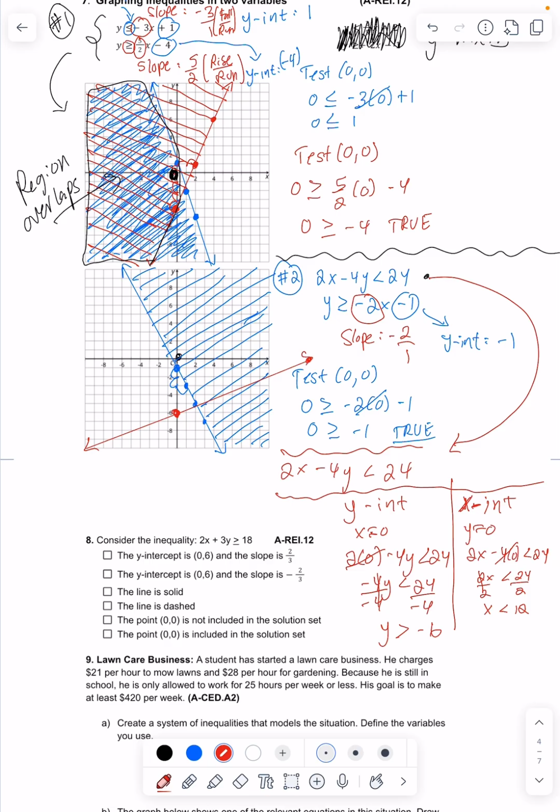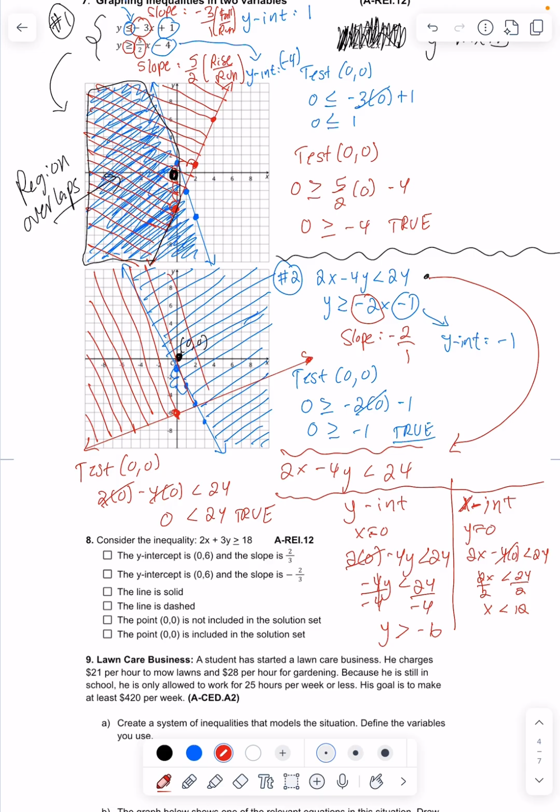And then we will have to test the point still. So we're going to test 0, 0 again, which is still up here. So we test the point, and we get 2 times 0 minus 4 times 0 is less than 24. So 0 is less than 24 is true. So it means we have to shade up in this case, the side of where the 0, 0 is at. Since 0, 0 was true, all the points on the side where 0, 0 is, that region, are also going to be solutions.